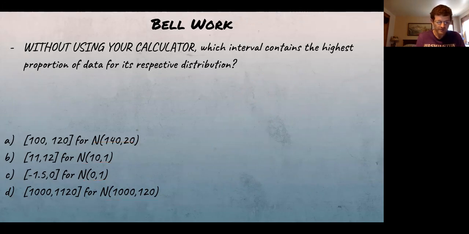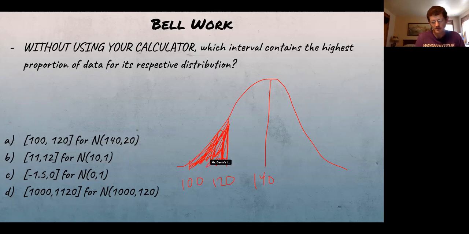So for the first one, your mean is 140. Just really quickly, if my standard deviations are 20, this is 120, this is 100. So this interval right here is the data we're talking about. And this right here is going to be in the ballpark of 13.5% or so. Now, you don't have to know that, but you can say it's in that ballpark. I'm not sure exactly what it's going to be.